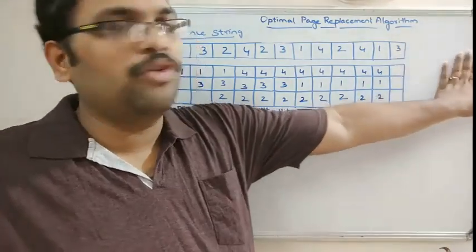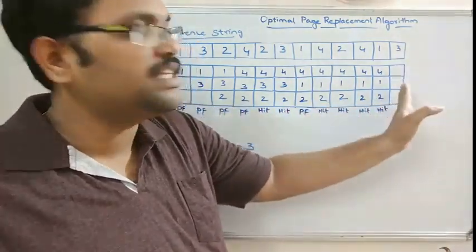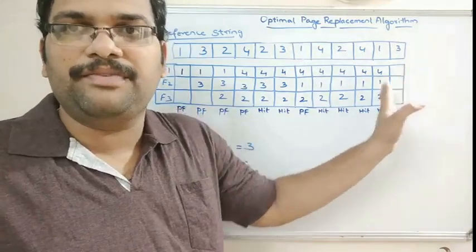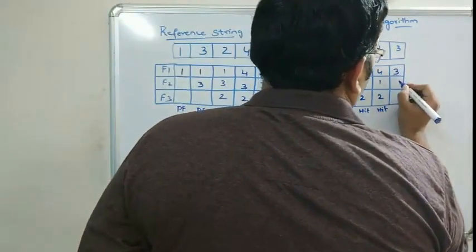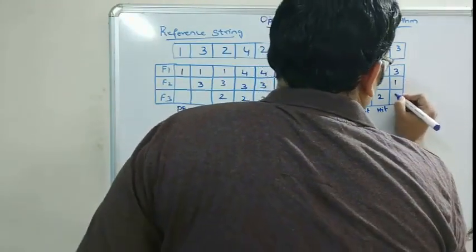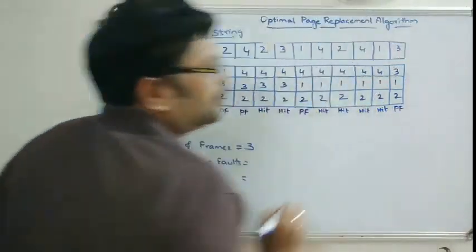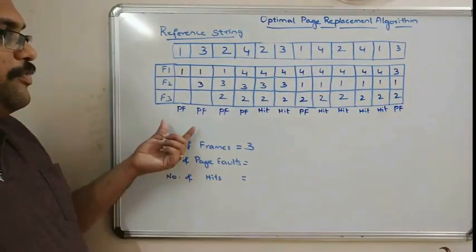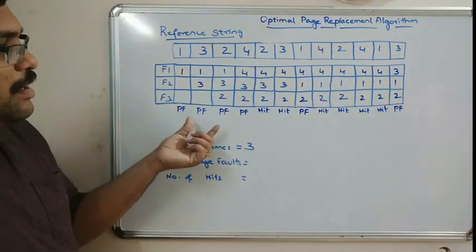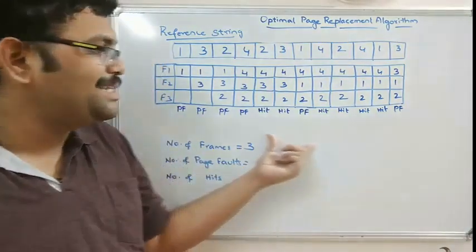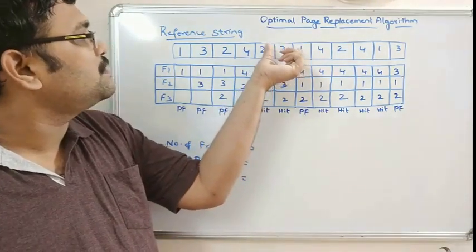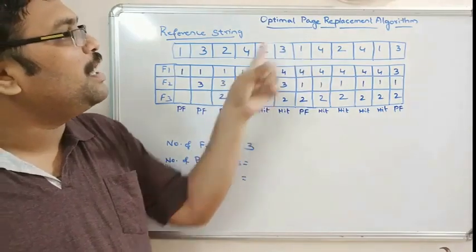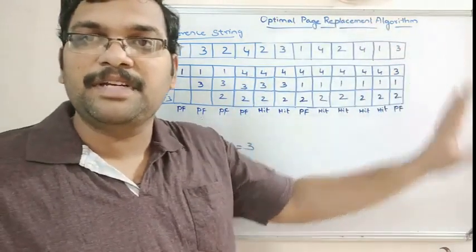After 3 there are no other pages, so we can replace any one of the pages from the main memory. So I will replace the 4. Okay, right. If you observe here, these are the hits and page faults that occurred while loading the page reference string into the main memory, applying the optimal page replacement algorithm.